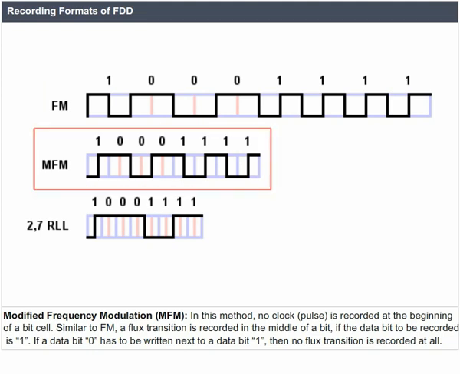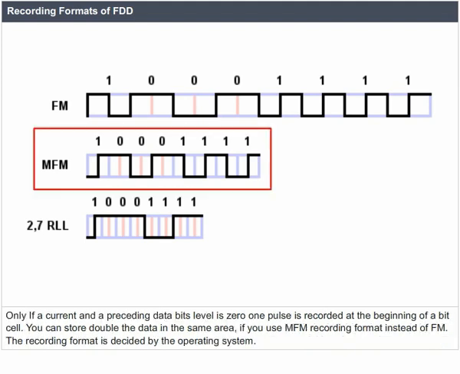Modified frequency modulation, MFM. In this method, no clock pulse is recorded at the beginning of a bit cell. Similar to FM, a flux transition is recorded in the middle of a bit if the data bit to be recorded is 1. If a data bit 0 has to be written next to a data bit 1, then no flux transition is recorded at all. Only if the current and the preceding data bit level is 0, one pulse is recorded at the beginning of a bit cell. You can store double the data in the same area if you use the MFM recording format instead of FM. The recording format is decided by the operating system.